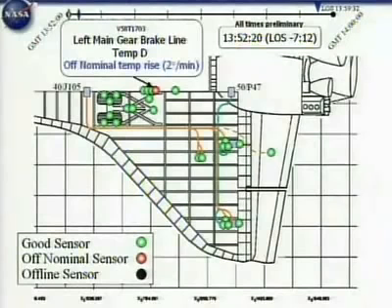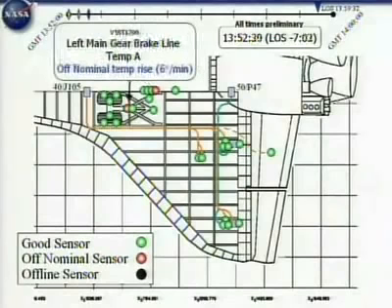The first indication, left main gear brake line temperature starts to rise. A 2 degree per minute rise is not significant. So we are not sure whether this is a real start of any significant event, but we're pointing that out today. First indication, as it shows red on the view graph. Next chart. Left main gear brake line temperature A starts to rise.